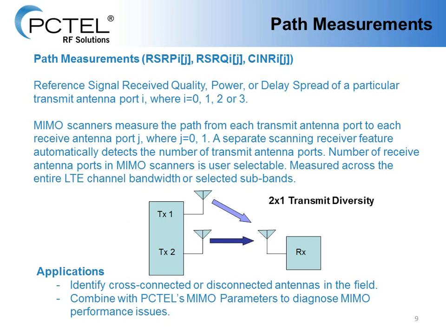What you really want to do is determine the power, the RSRP, the RSRQ, and the CINR, the same measurements we talked about before, on each one of these paths. That's very important because it helps you identify whether you have cross-connected or disconnected antennas. And when you combine them with MIMO parameters, it can help you diagnose MIMO performance issues and throughput issues by looking at each one of these paths that go from your transmitter to your receiver on your LTE network.